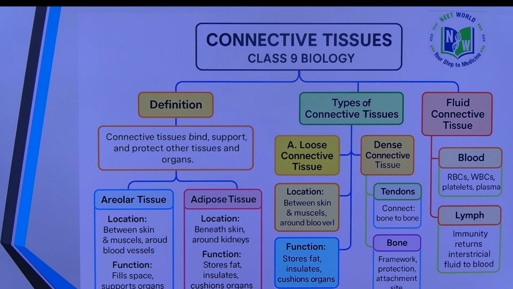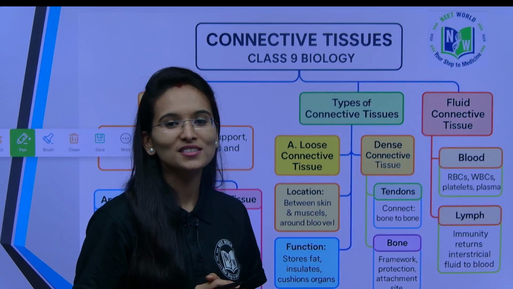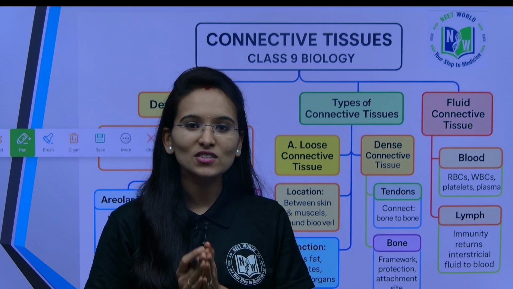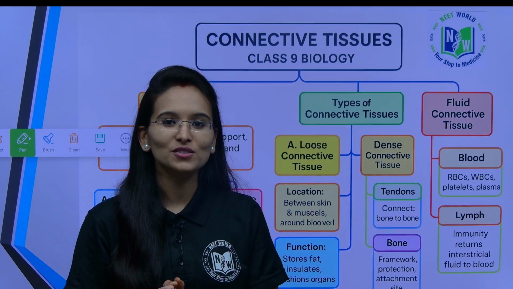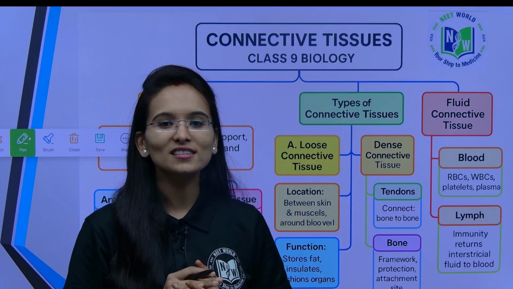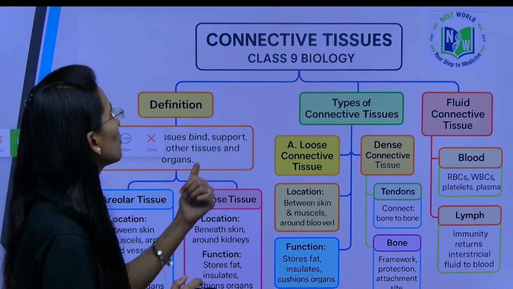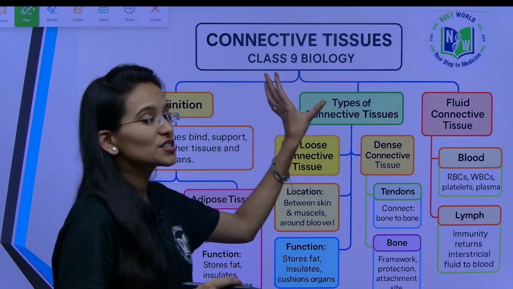Yes. So given here is a mind map related to the connective tissues, right students? So in the class 9th biology, the second chapter is tissues, which is divided into the plant tissues and animal tissues. So now we are going to discuss only the animal tissues. In the animal tissues, this is a mind map of the connective tissues.